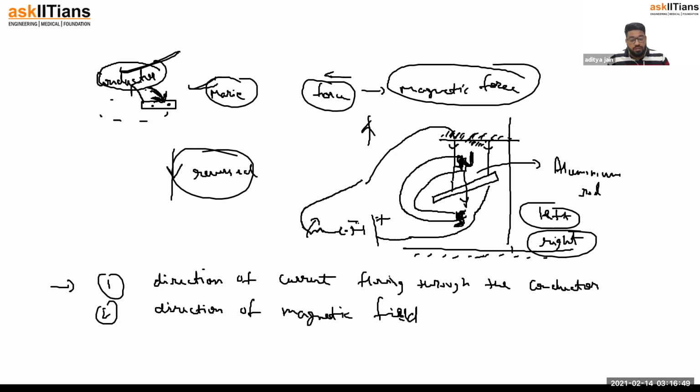Okay, so these were the two things observed in the experiment: the magnetic force acting on any current carrying conductor depends upon two things. One is the direction of current flowing through the conductor, and the second is the direction of the magnetic field in which the conductor is kept.